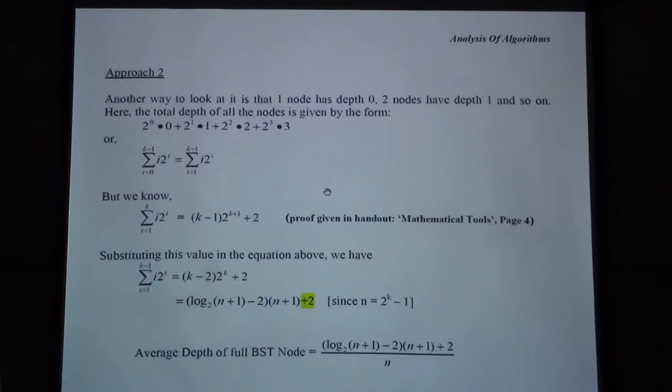Now, not all trees are full, correct? That's just a fact of the world. So if I told you I have a binary tree that has a height of 10, I can tell you that the average depth of the nodes will be what compared to this? Less than or equal to that. Does that make sense?